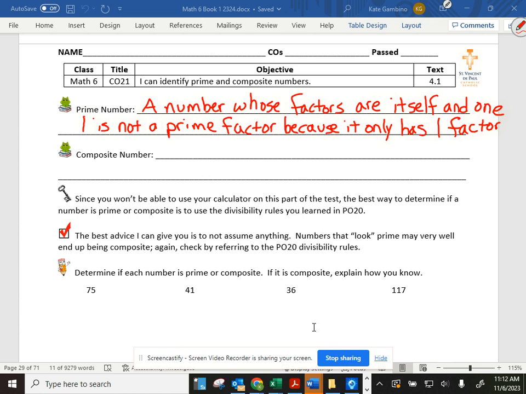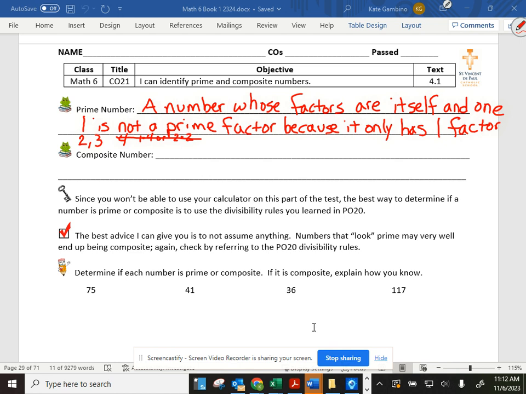What about 4? And why is 4 not a prime? Because you can do 1 and 4, or you can do 2 and 2. With 2 and 3, it's just itself times 1. But with 4, we can have 1 times 4 or 2 times 2. There's another way to get to 4, so that is not prime. If there's another way to get to the number, multiplying together, it is not prime.